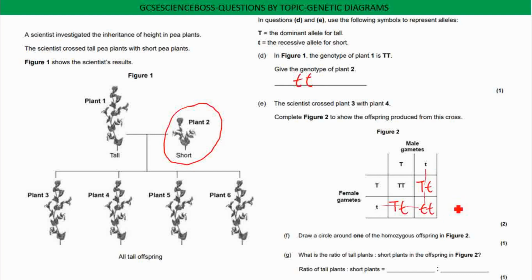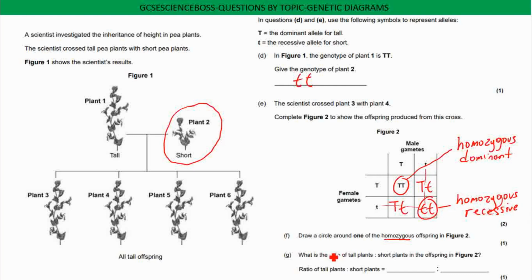Now draw a circle around one of the homozygous. Remember, homozygous means that they have the same allele in figure 2. Now this is homozygous. This is homozygous dominant. Why dominant? Capital letter. They will accept you circling that one, or you could circle that one, which is homozygous recessive. How do you know it's homozygous recessive? It has the small letters.